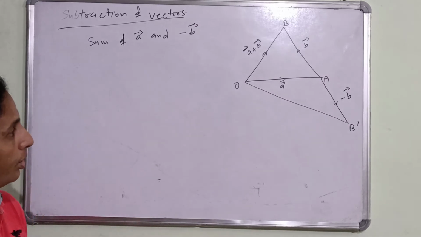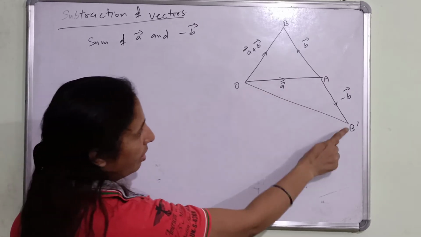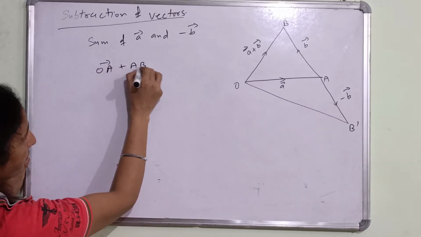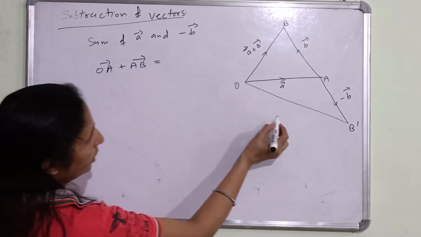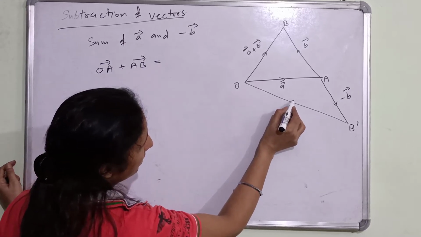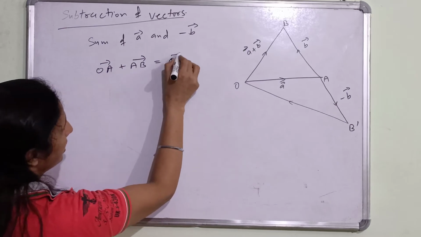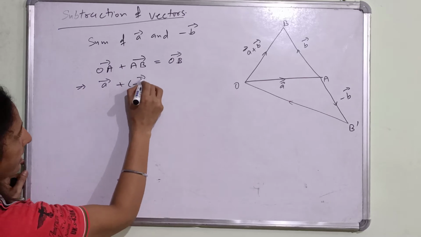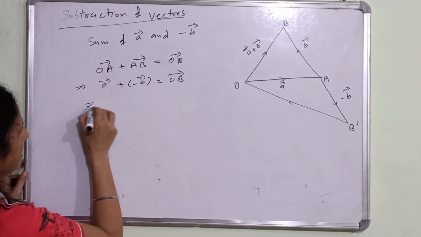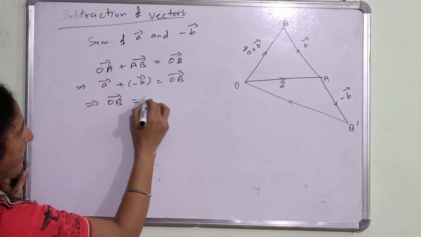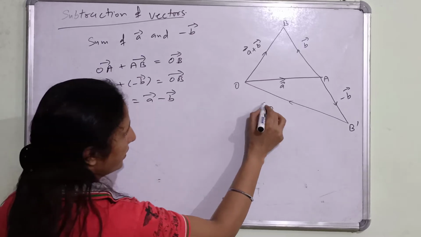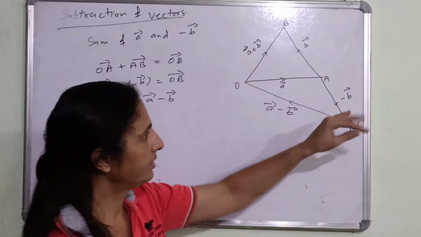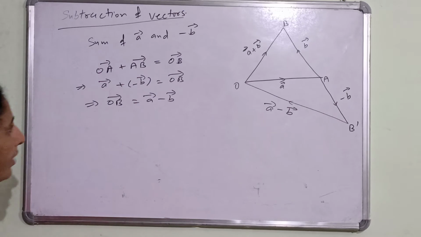Clear? So now obviously by using this law of triangle, we have OA plus AB, right? It would be equal to OB. So that would be, what is that? OA means A vector plus minus B vector is equal to OB. So OB equals A minus B vector. In this way we can find out the subtraction of vectors. Clear? Right? In this way we can subtract the vectors.